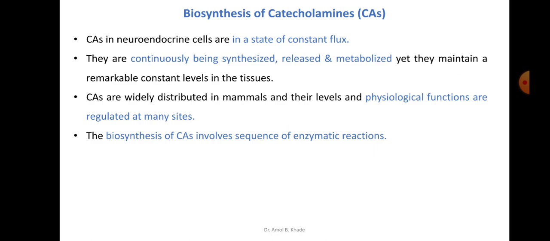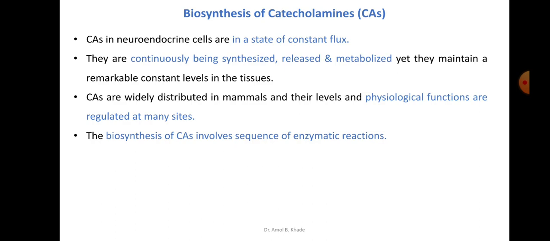Now coming to the biosynthesis of catecholamines. Catecholamines in neuroendocrine cells are in a state of constant flux. They are continuously being synthesized and their levels are being maintained. So these are continuously being synthesized, released from this neuroendocrine cell and metabolized, yet they maintain a remarkably constant level in the tissues. Catecholamines are widely distributed in mammals, and their physiological functions are regulated at many sites.